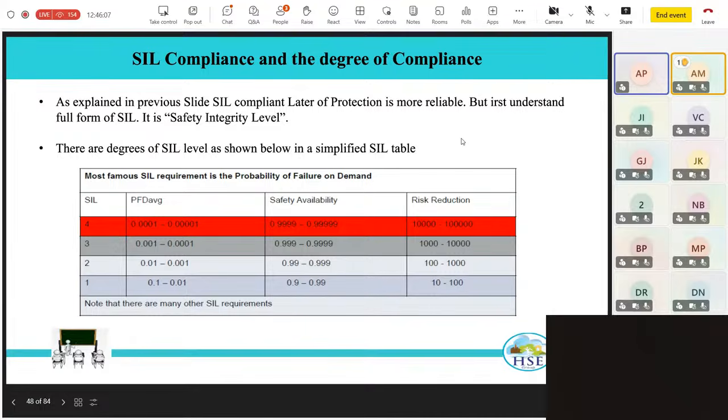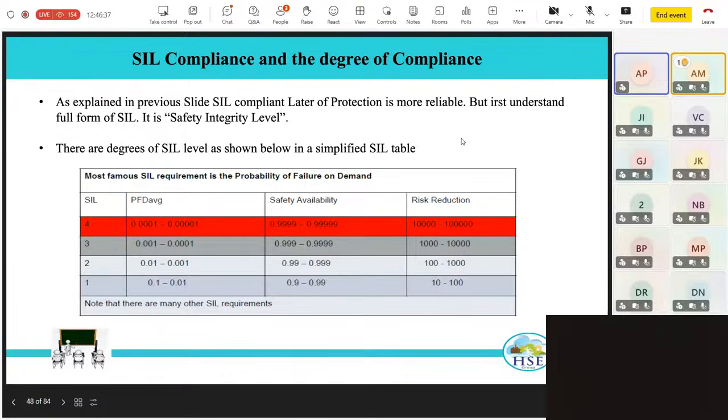Now the next column is safety availability. If something is not available, which is expressed by PFD average, then how will you calculate availability? Just subtract the PFD average from 1. So the safety availability is 1 minus PFD average. So you can see column number 3 is nothing but subtraction of column number 2 from 1. So you get figures like 0.09, 0.099 and all that.